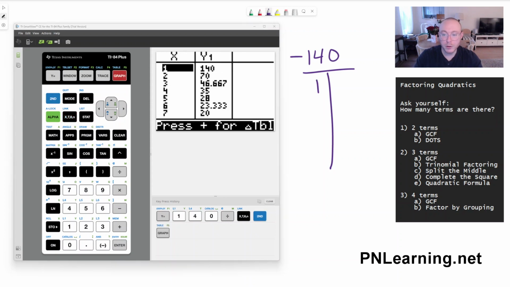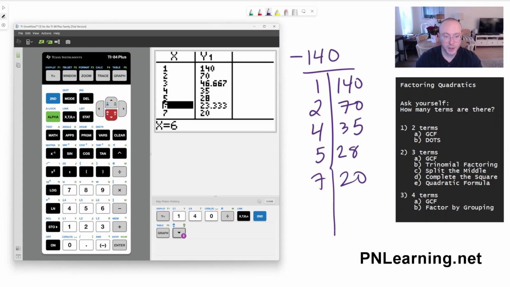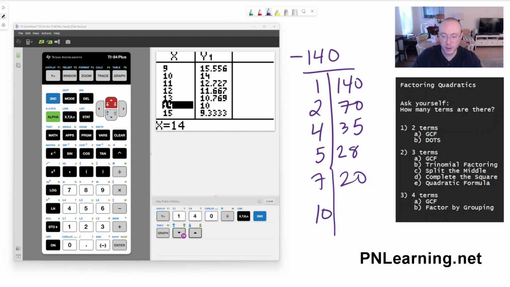We've got 1 and 140, of course. We've got 2 and 70. We have 3 in a decimal, so we're not going to use that one. We have 4 and 35. We have 5 and 28. And we have 7 and 20. And let's scroll down to see if we have any more. We have 10 and 14. And some decimals, and then 14 and 10. That would be a crisscross, and so these are going to be our choices.